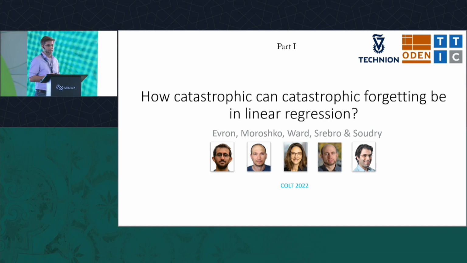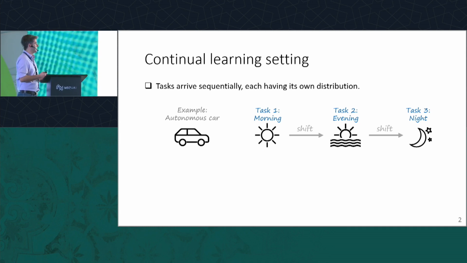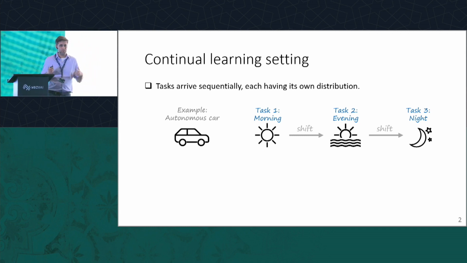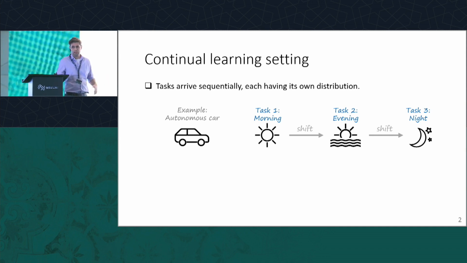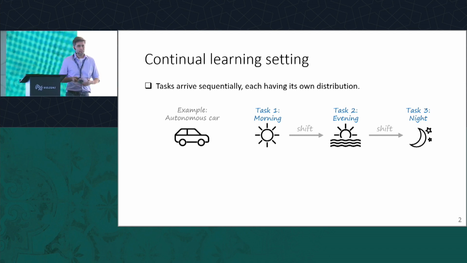Okay, so let's start. So what is catastrophic forgetting or continual learning? Let's try to explain the setting. We have tasks that arrive sequentially, each with its own distribution. For example, we have an autonomous car, and you want to train the car, and the car sees some settings in the morning, and then in the evening, and then at night. Each time you might drive to a different country, and you want to continuously train this car to learn on all those different environments and times.